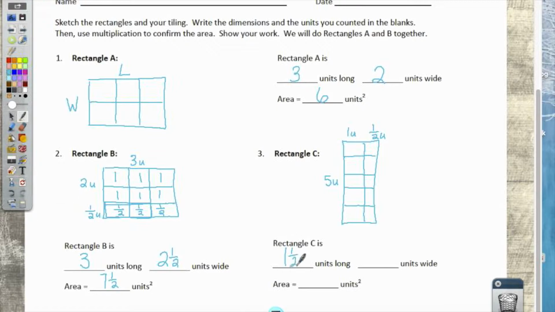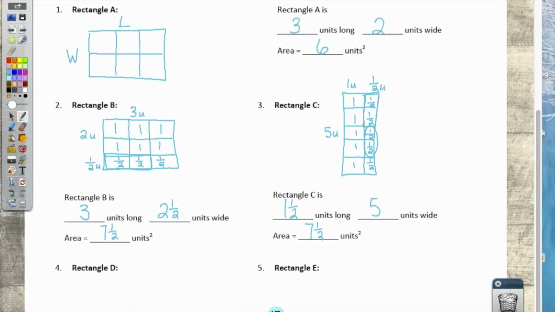1.5 units long because length is at the top, and 5 units wide. And we had 1, 1, 1, 1, 1, and then all these halves, didn't we? And the halves, did we put 2 halves together to make a whole? Yeah, we did. So right here, 7 and 1/2. Okay, so let's keep going.